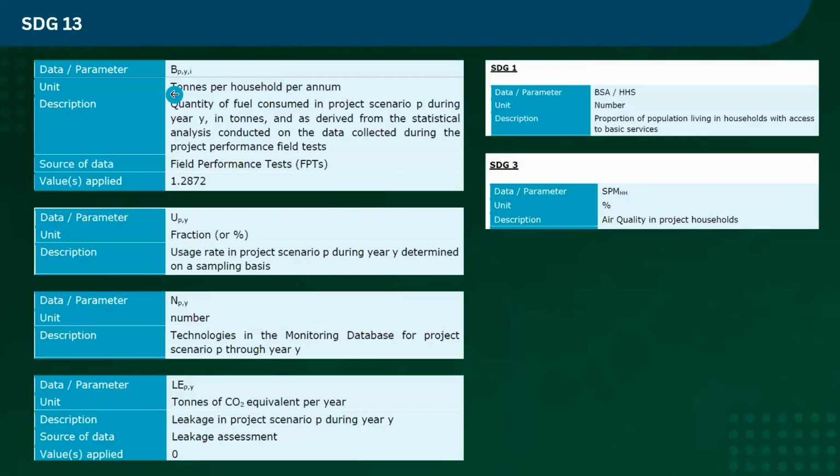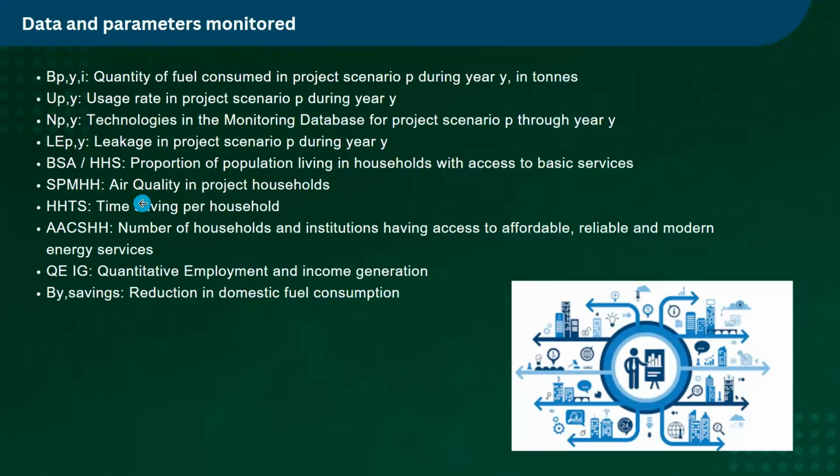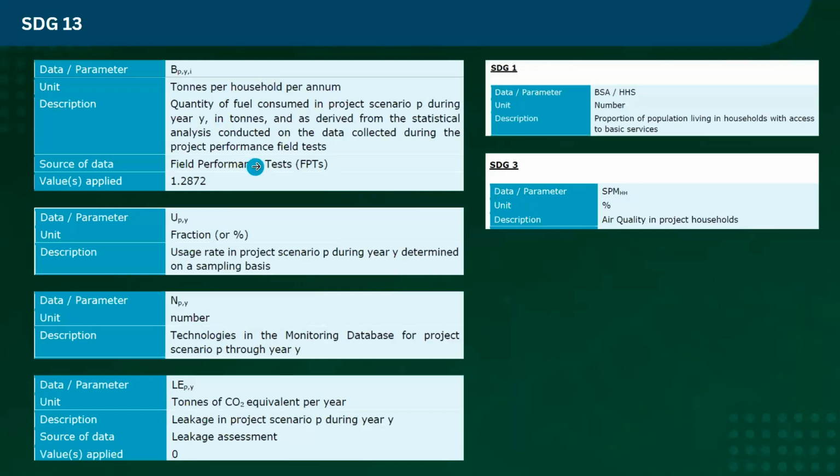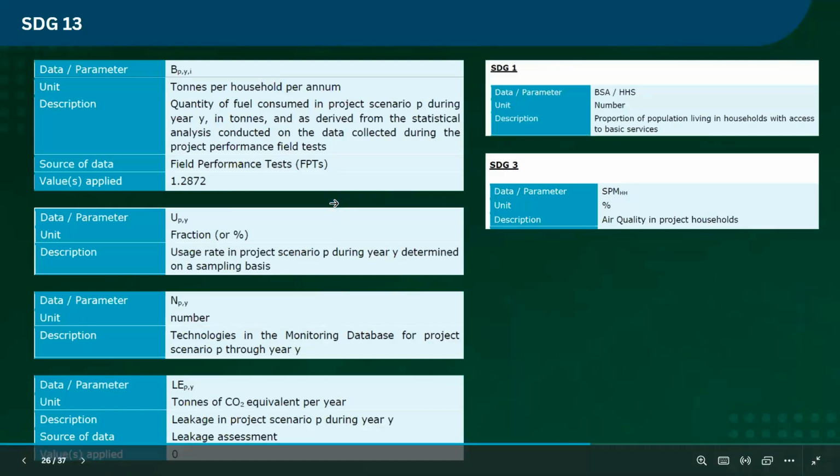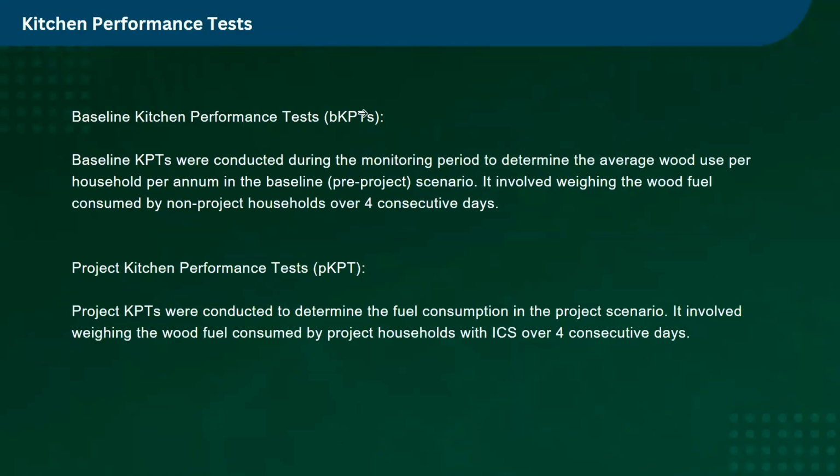Okay, so similarly, that's how we do some kind of field performance test, especially during the monitoring period, where you actually measure each of these metrics. Now I used a word called baseline kitchen performance test. This we generally do in the monitoring period to determine the average fuel use per household per annum in the pre-project scenario. So you weigh the wood fuel consumed by non-project households over 4 consecutive days, and this is some kind of preliminary test you do.